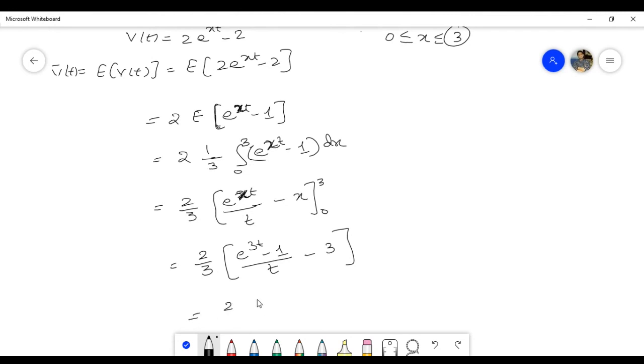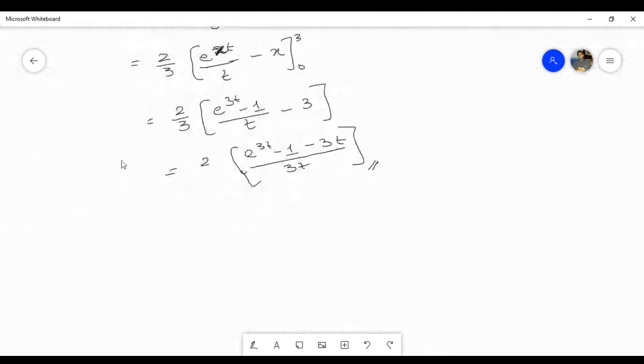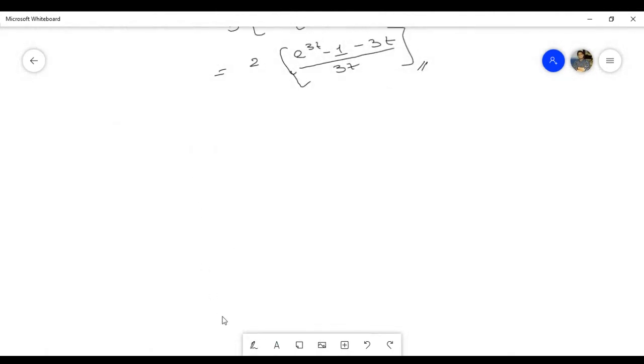2 e power 3t minus 1 minus 3t by 3t. Okay, this is the final answer. This is where you find the mean for exponential.